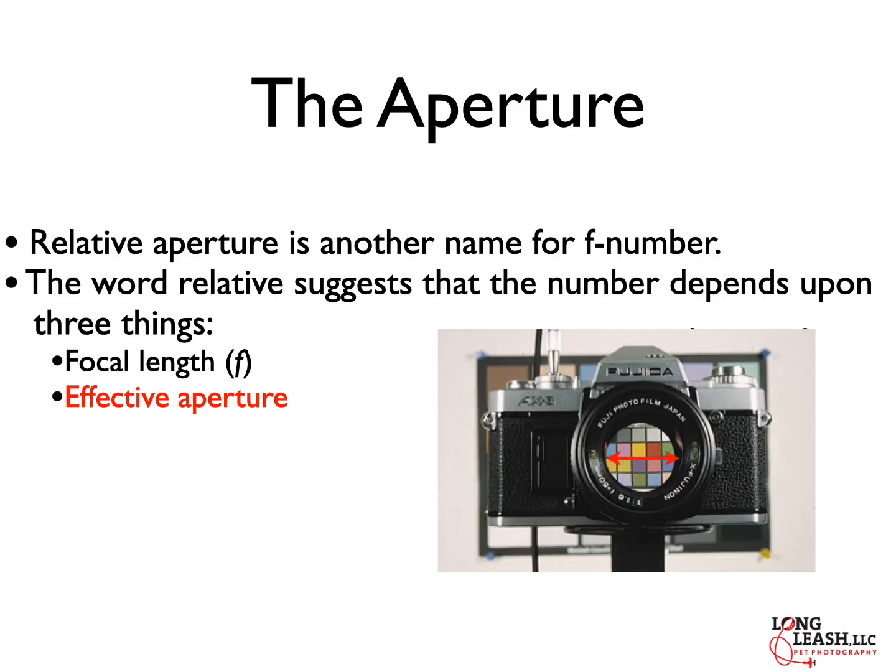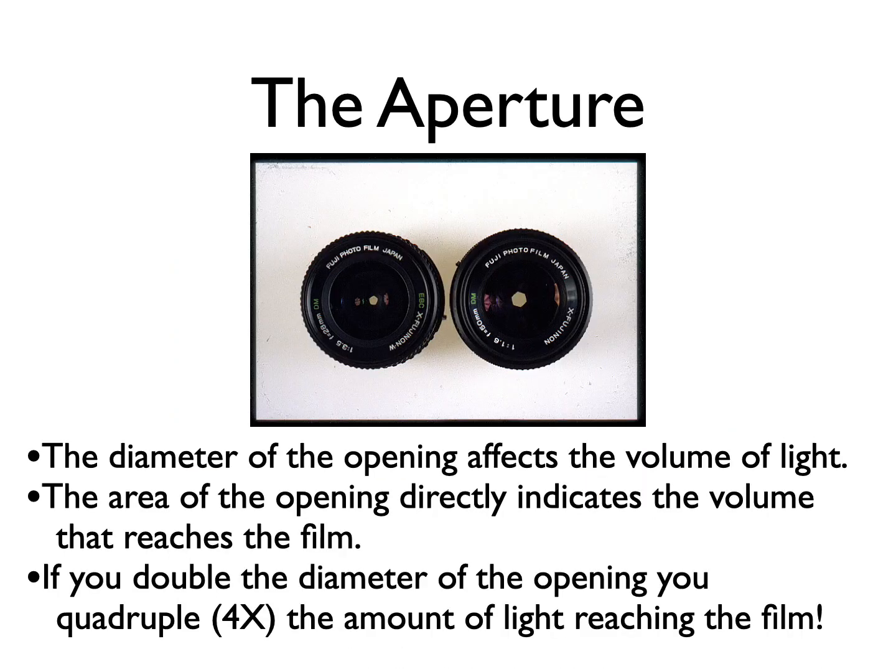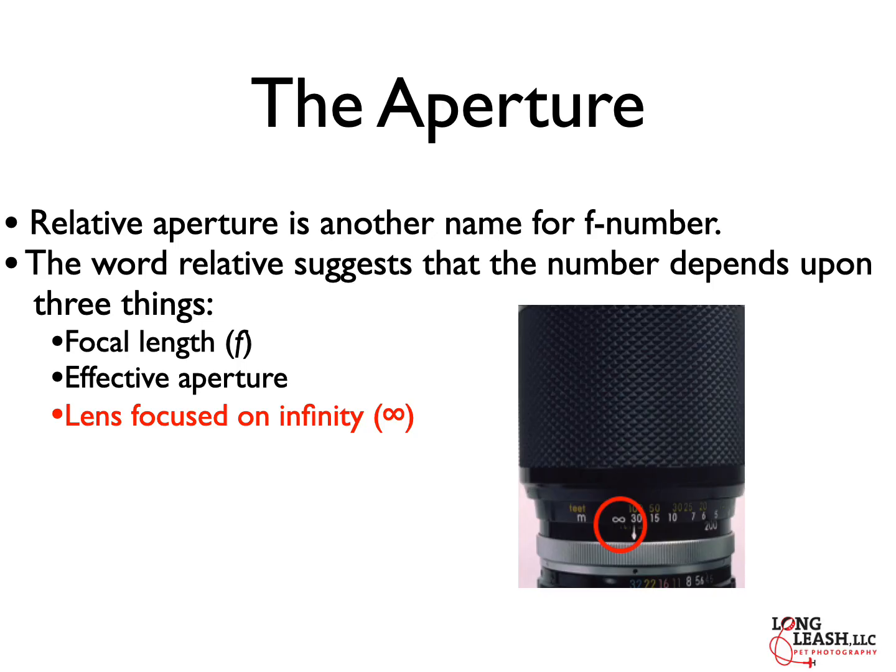Relative aperture is another name for an f number, and there are three variables. The first one, of course, is the focal length, and the next one is the effective aperture. The effective aperture is the diameter of the lens opening. The diameter of the opening affects the volume of the light. And if you double the diameter, you quadruple the amount of light reaching the film. And the third variable is that the lens has to be focused at infinity.